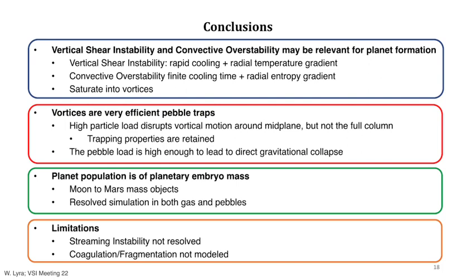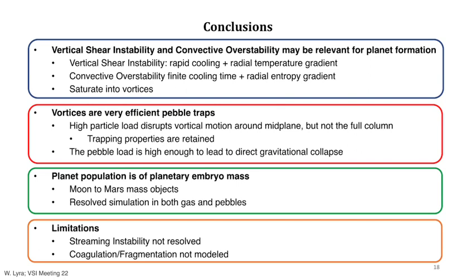You have a high particle load that disrupts the vertical motion around the midplane, but not the full column in 3D. The trapping properties of the vortex are retained, and the pebble load is high enough to lead to direct gravitational collapse. Right? The planet population is of planetary embryo mass. They are not planetesimals. You form objects up to Mars mass, and in the local models, they are resolved, right, in both gas and pebbles.